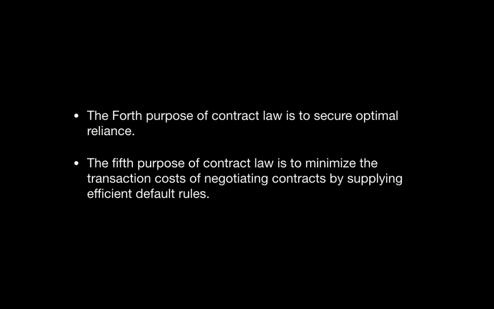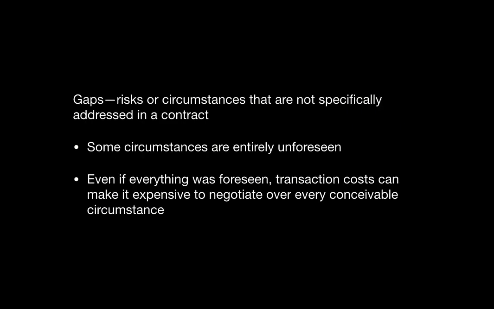Now we have addressed the fourth purpose of contract law, to secure optimal reliance. We will now turn our attention to the fifth purpose of contract law, to minimize transaction costs of negotiating contracts by supplying efficient default rules. Efficient default rules can produce significant cost savings when contracting. Default rules fill gaps in contracts.